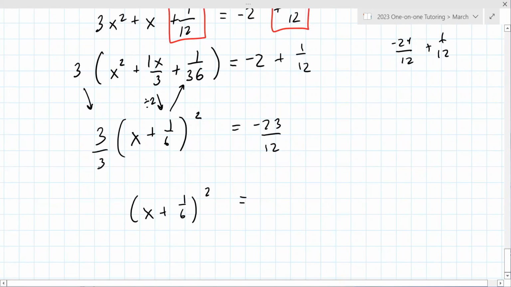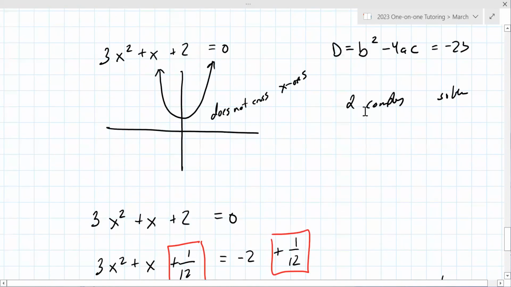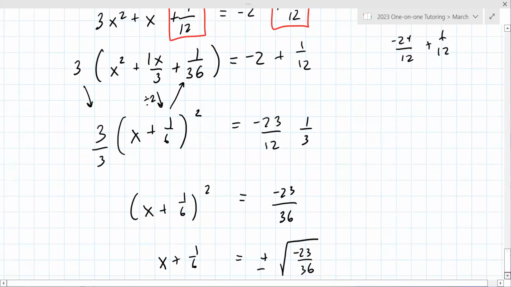So when you divide by 3, it's like multiplying by 1/3, minus 23/36. Is that okay up to this point? Yes. Okay, now when you take a square root on the left, it's fine. It's just x plus 1/6. No big deal there. But on the right, it's plus or minus, and it's of a negative number, which is consistent with what we said up here, where there were 2 complex solutions, meaning there's an i in the answer.